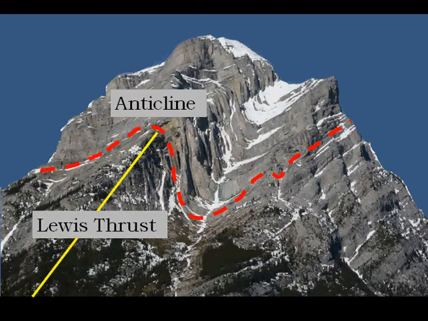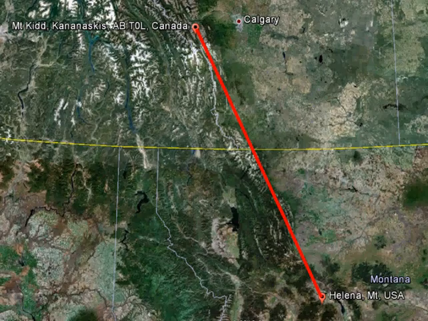The Lewis thrust is a gigantic geologic feature most people have never heard of before, but it's really important to the formation of the Rocky Mountains in Canada. Here's a map that shows the leading edge of the Lewis thrust between Helena, Montana, where it begins, and Mount Kidd in Alberta, where it ends. It's not exactly a straight line. It follows the front range of the Rocky Mountains.